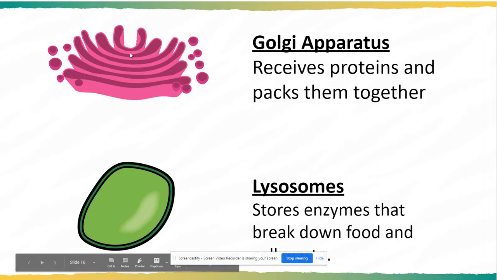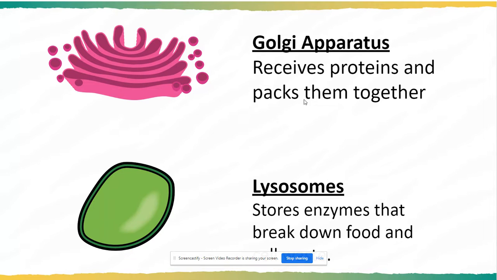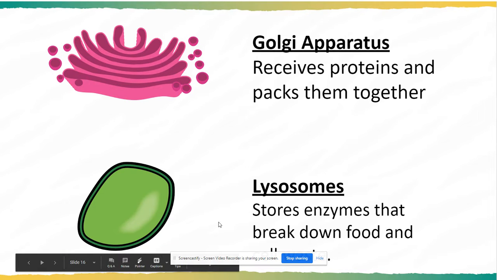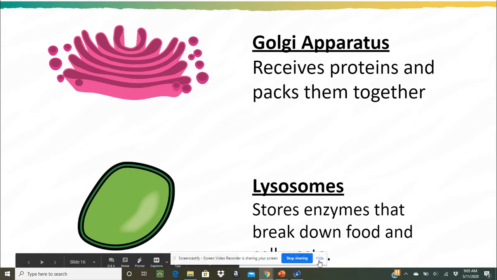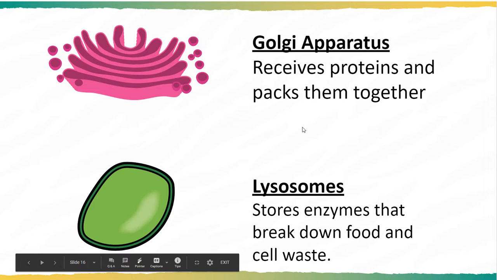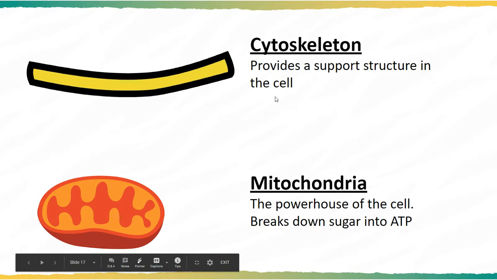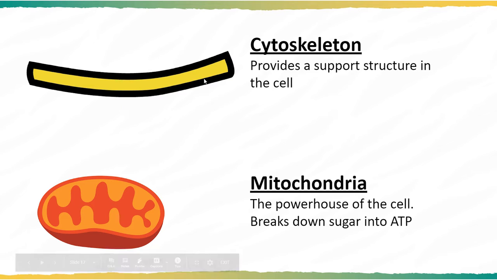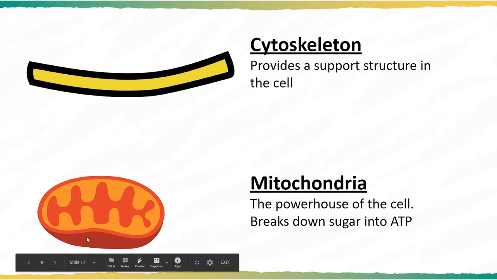Animal and plant cells have a Golgi apparatus, which receives the proteins and packs them together. And animal and plant cells also have lysosomes, which store enzymes that break down the food and cell waste. Animal and plant cells have cytoskeleton, which provides a support structure in the cell. And animal and plant cells also have mitochondria. This is the powerhouse of the cell. It breaks down the sugar.